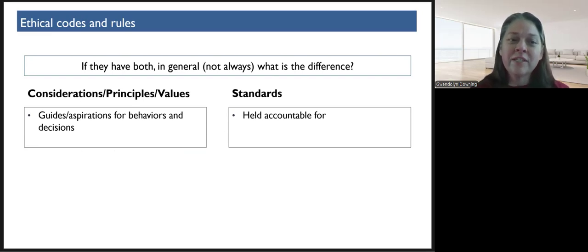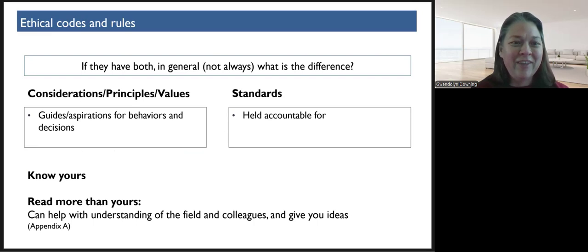Okay, so our considerations, principles, and values are considered guides or aspirations for our behaviors and decisions. And then our standards are things that we can be held accountable for. All right. And then continue with codes and rules. When we think about our codes, we definitely need to know our own, right? Any codes or rules we fall under, we need to know.